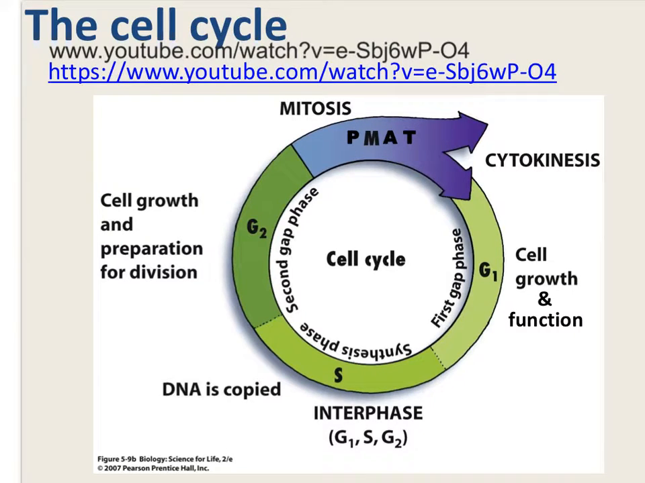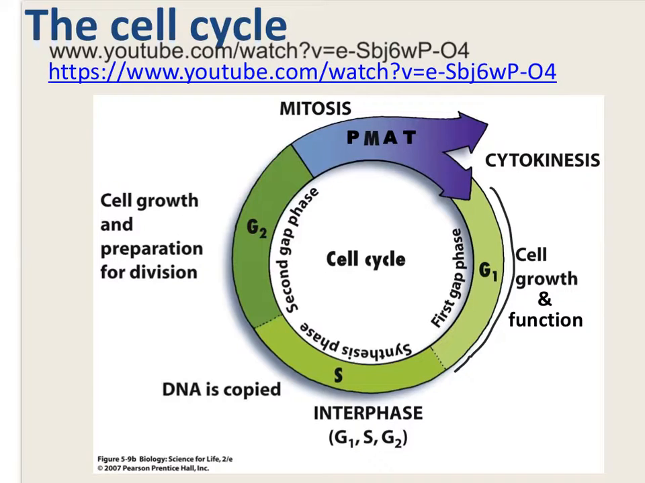Now, we're referring to this is the cell cycle. And cells go through this cycle. Actually, most of the time, cells are in the G1 phase. So they're mature cells. They're doing what they're supposed to do, whether they're neurons or muscles or whatever.